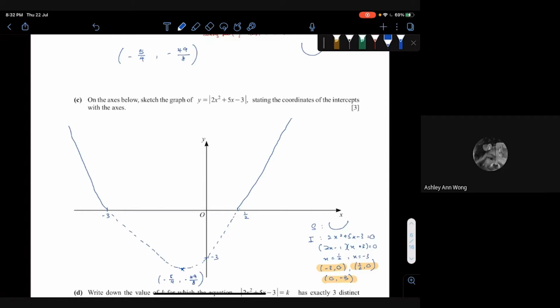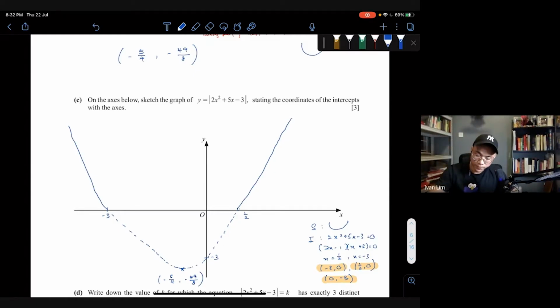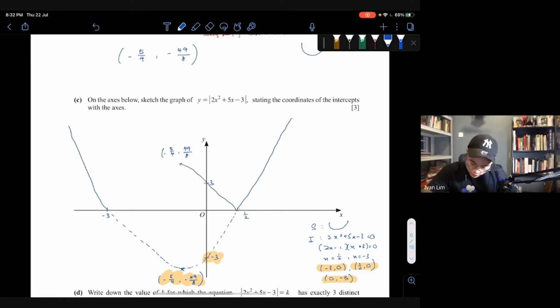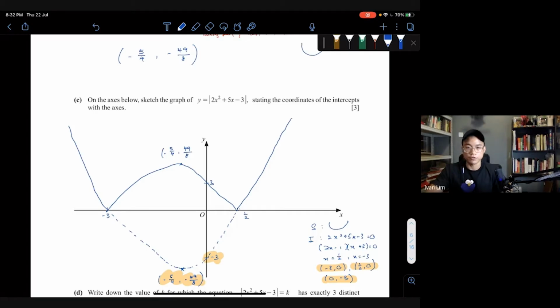Okay, whatever that's negative will change to positive. So this point here and this point here will go up. So here will become 3, and here will become the negative 5 over 4 and 49, positive 49 over 8, because it becomes positive. Okay, so this will be your graph of y equals to modulus 2x squared plus 5x minus 3 modulus.